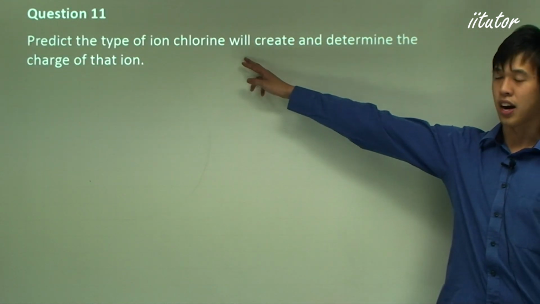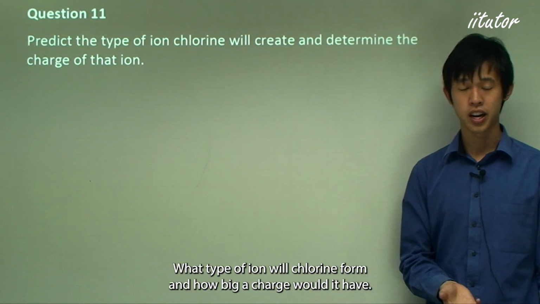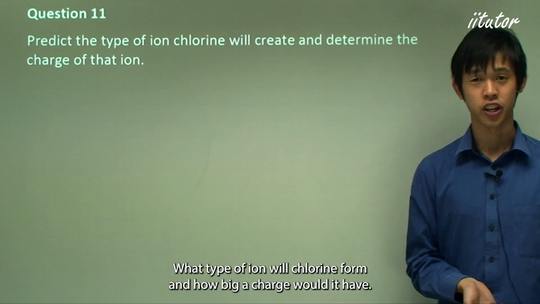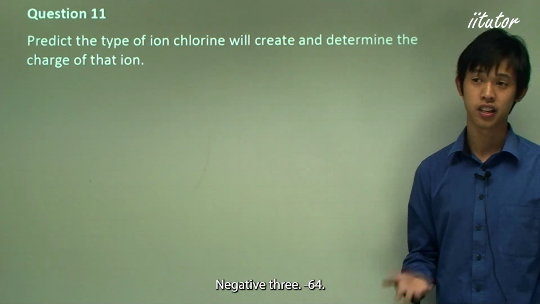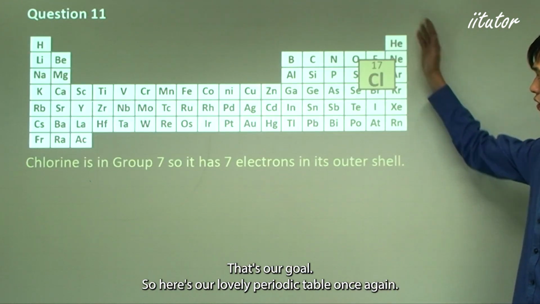Predict the type of ion chlorine will create and determine the charge of that ion. What type of ion will chlorine form and how big a charge would it have? Would it have +2, +3, -3, -6? That's our goal. So here's our lovely periodic table once again.